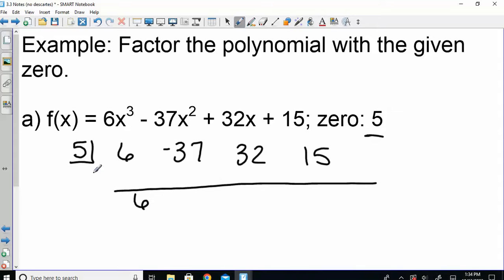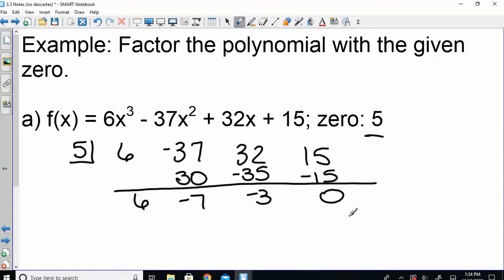So 6 comes down. 6 times 5 is 30, plus negative 37 is negative 7. Negative 7 times 5 is negative 35. Add those, we get negative 3, negative 15, and 0. I should get a 0 there. If I didn't, I made a mistake.